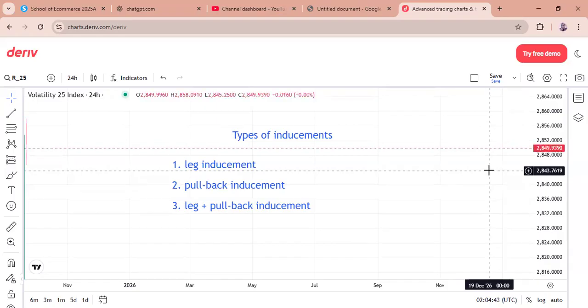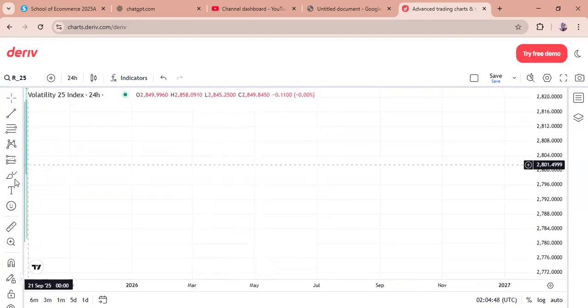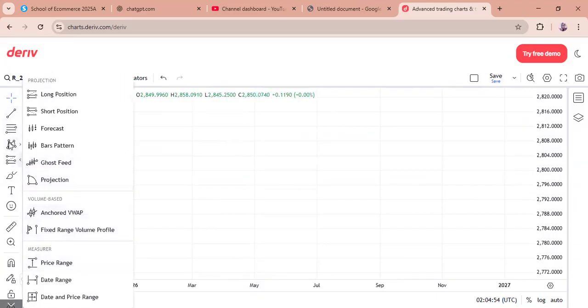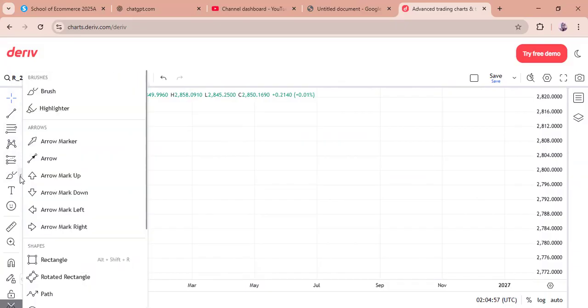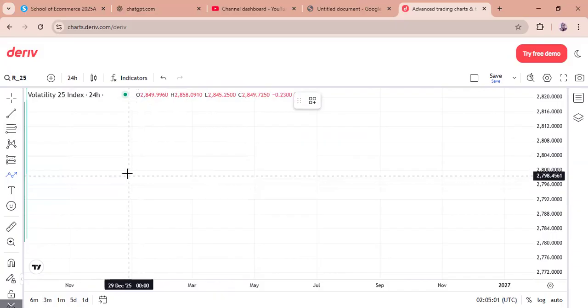So now let me explain what a leg inducement means. I'm very sure you must have seen people draw this on their charts, saying they're waiting for price to come here. They'll mark one line, and you'll be like, what is this line that they're marking? Why are they marking this line? So let me explain to you.